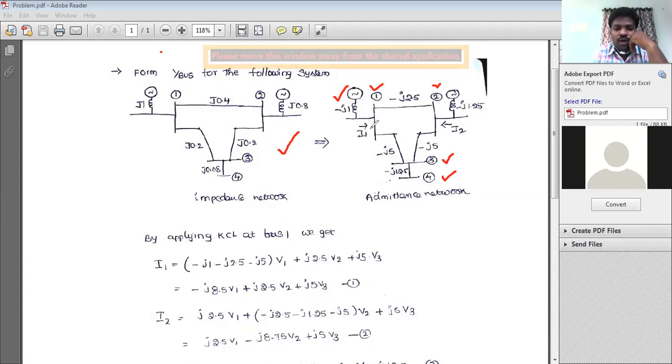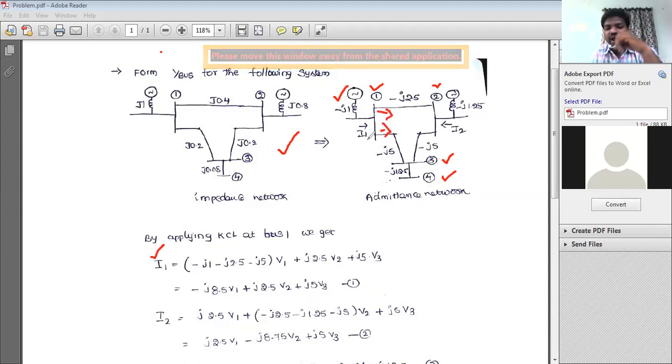Now I am applying KCL at bus number 1. According to KCL, the sum of incoming currents is equal to the sum of outgoing currents. If you consider bus number 1, how many incoming currents are there? The incoming current is only I1. Now, how many outgoing currents are there? You will have a total of 2 outgoing currents. Why? Because there are 2 paths. The first one is this one, the second one is this one.